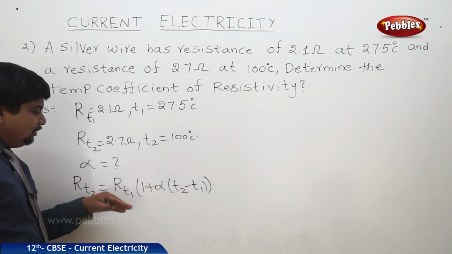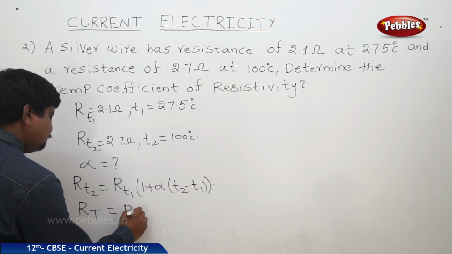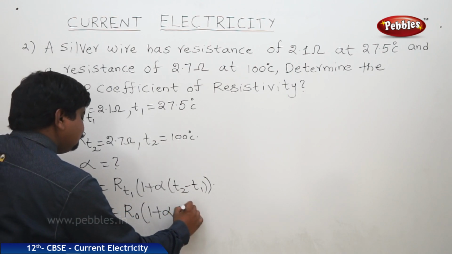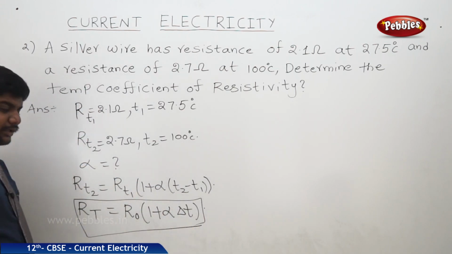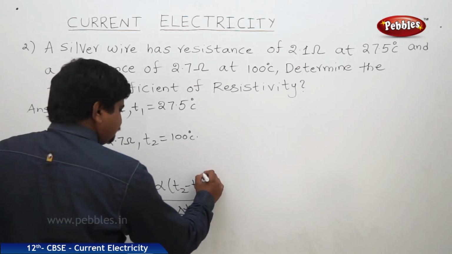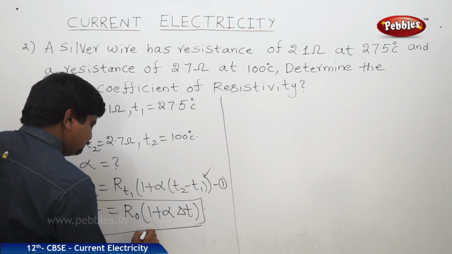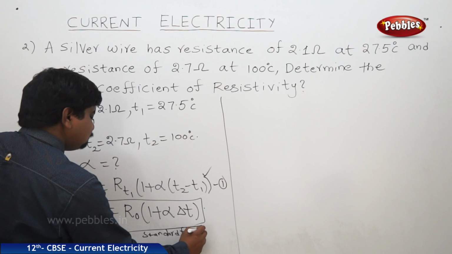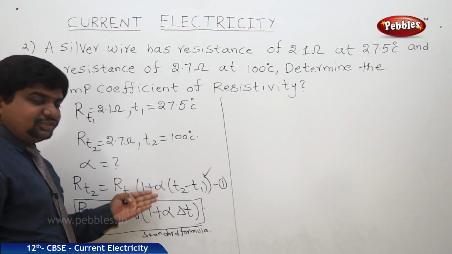What is the standard formula for this situation? R_T is equal to R0 into 1 plus alpha into delta T. We have discussed this formula while I was explaining the theory. Now we will apply the values we have in the question in this formula. So let us write equation number 1 for this one. This is the standard formula. We are modifying the standard formula according to the situation given in the question.